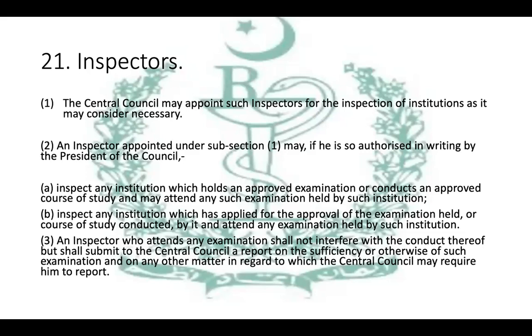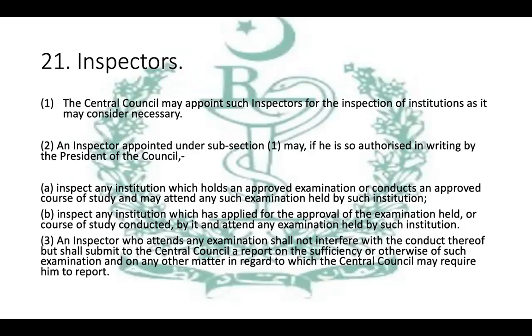So what he has to do in 21(2)(b): he has to inspect any institution which has applied for the approval of an examination held, meaning they applied for any examination of Pharm-D or B.Pharm or MPhil or postgraduate standards. So they have to examine accordingly, or a course of study conducted by it, and attend any examination held by such institutions.